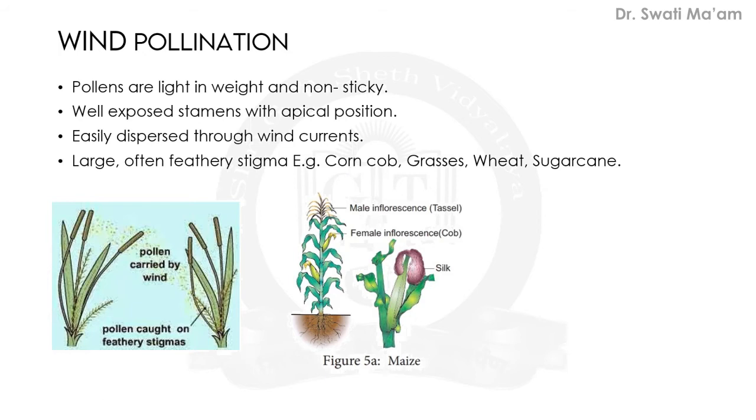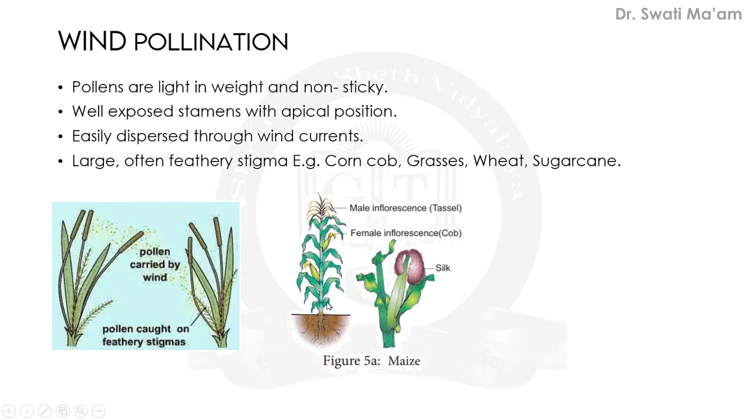Corn cob, as we have just discussed, also has a feathery stigma and light pollen. Then certain grasses, wheat, sugarcane, all of these show wind pollination. And mostly the males are on the topmost position of the plant and the females are at the lower position.